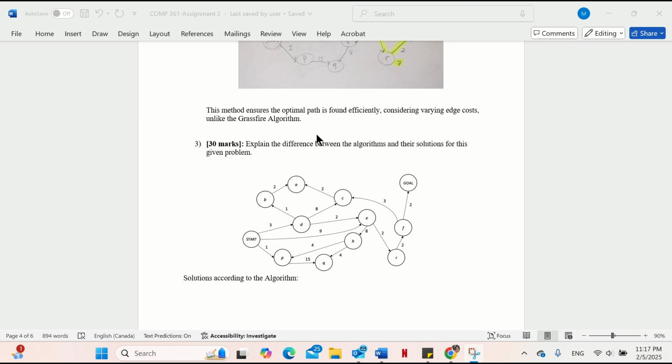Dijkstra's algorithm, on the other hand, is a cost-sensitive search algorithm that guarantees the shortest path based on real distance. It ensures that we always select the most efficient route by prioritizing the lowest cumulative travel cost.